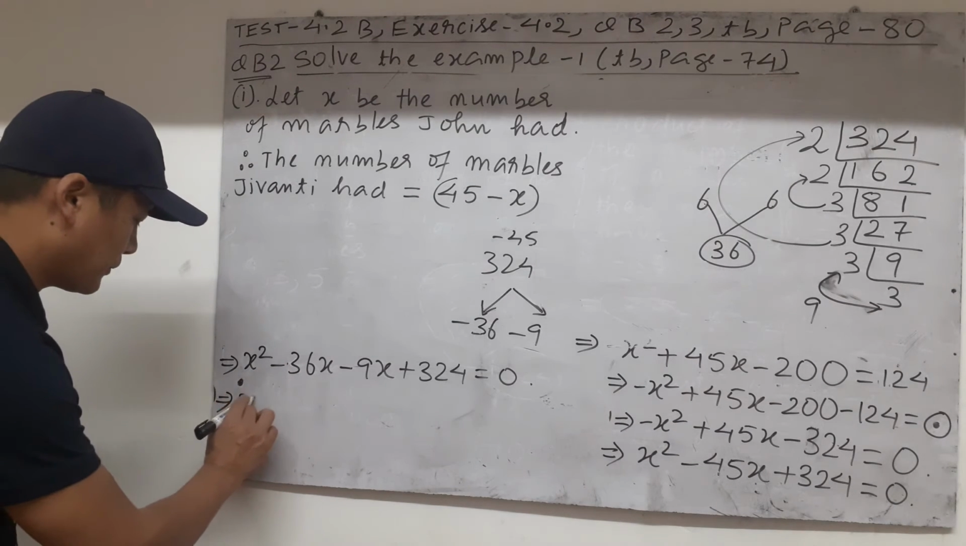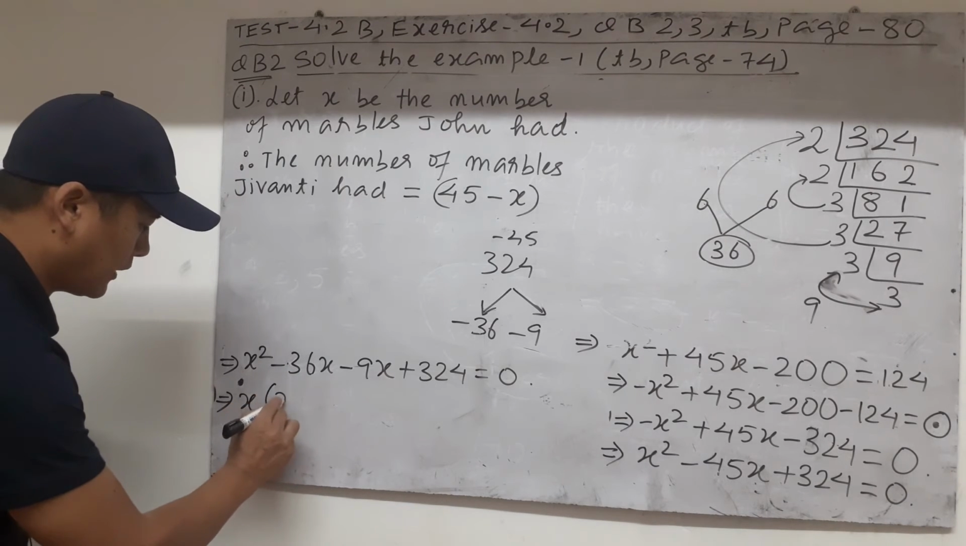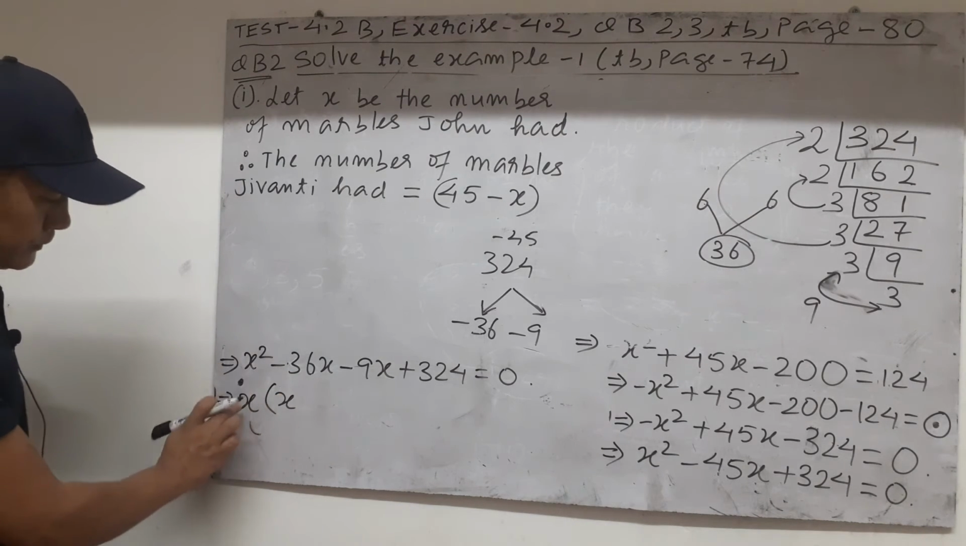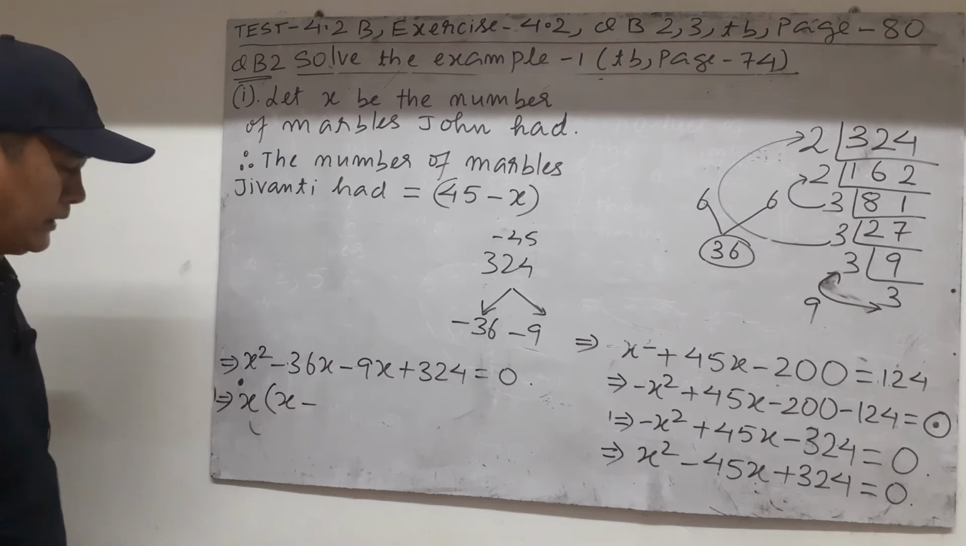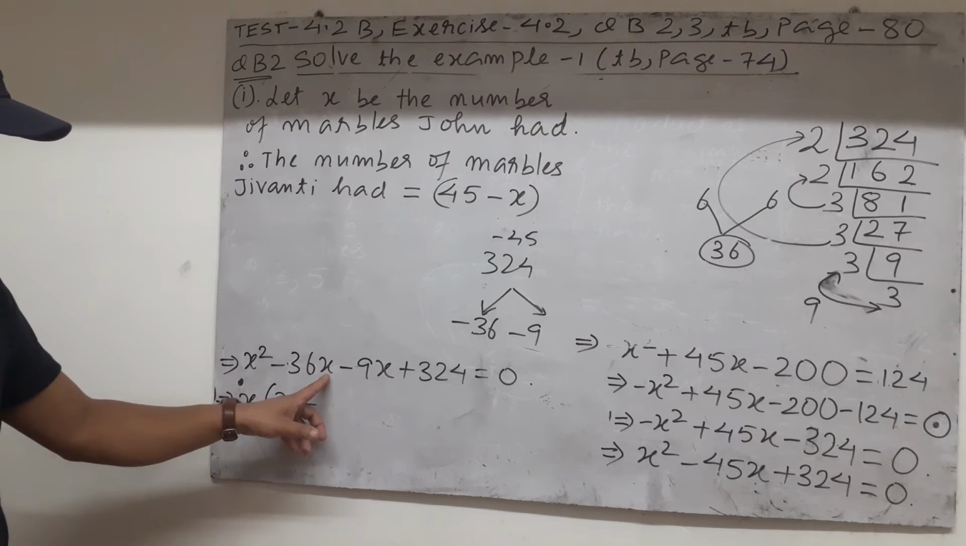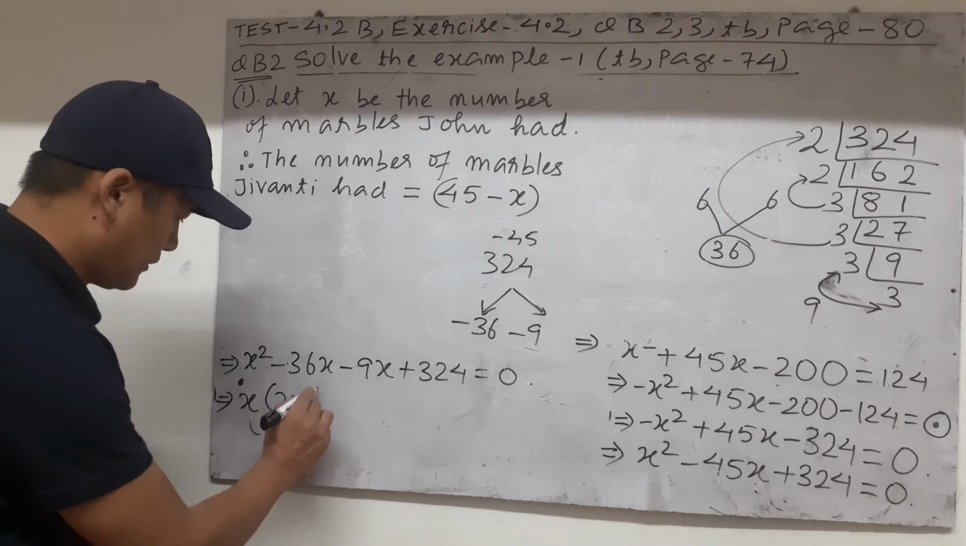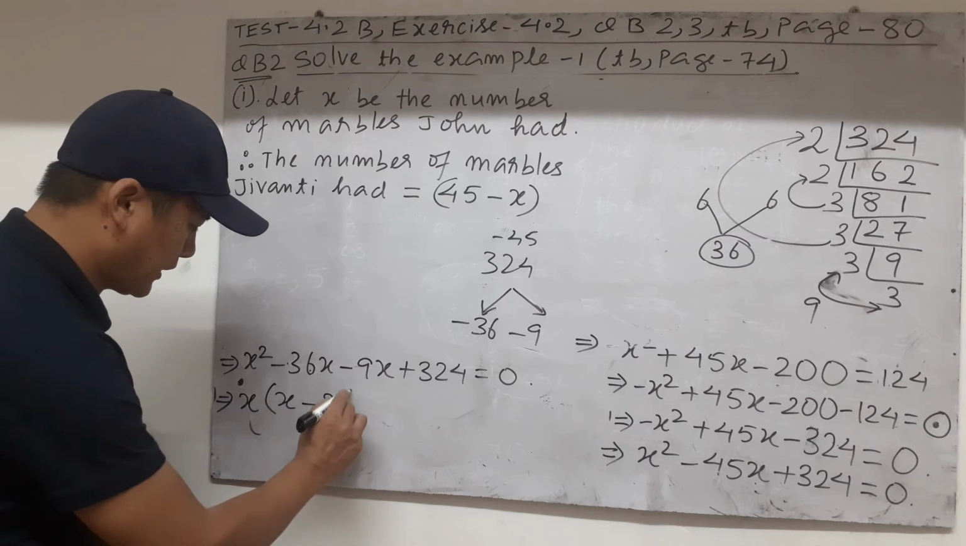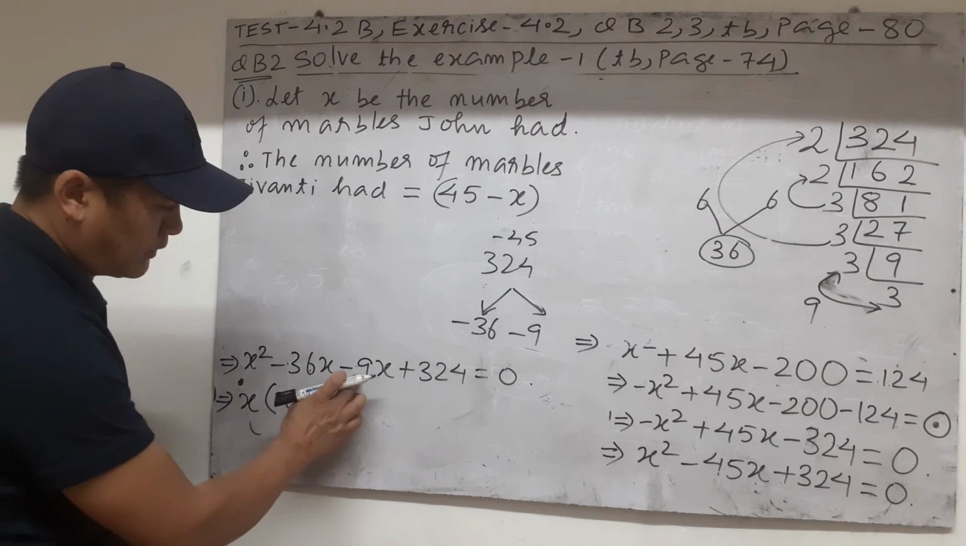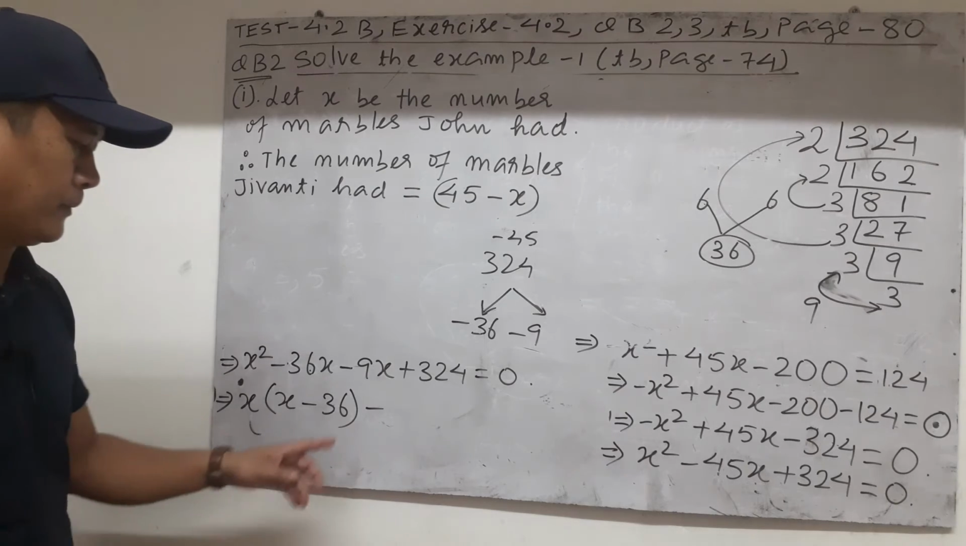After that, we take the first two terms, x squared and 36x. The highest common factor present in both is x. So x into x, x squared. Plus into minus, minus. x has been taken out, so only 36 will be left inside the bracket. Close the bracket. And here minus, so we just put minus.